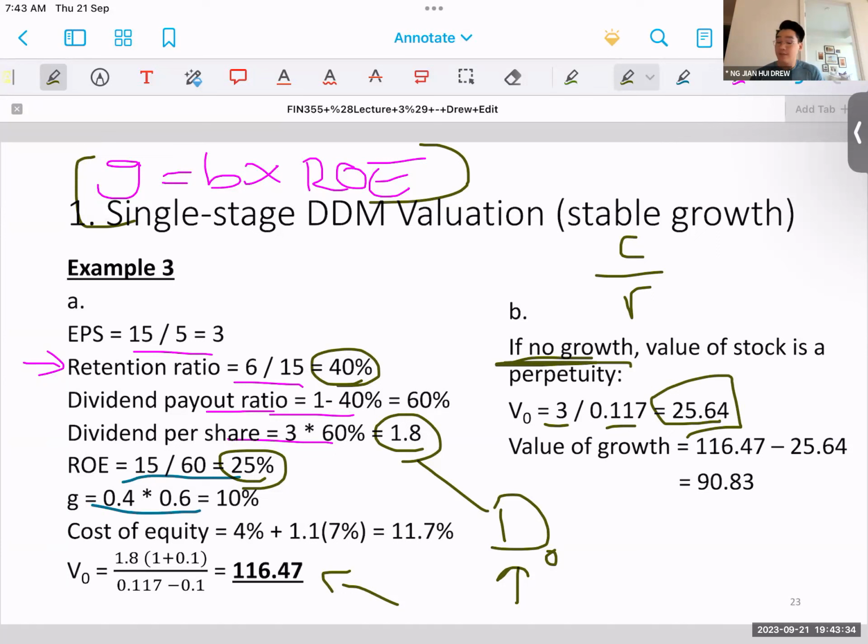And we can find what's the value of growth here. So we just take this minus this, get this, right? So this is the value of the growth factor.